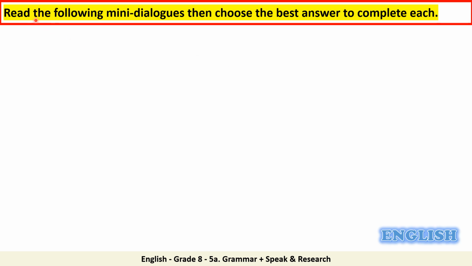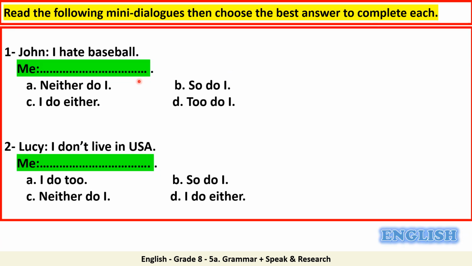Okay, dear students, now please read the following mini dialogues, then choose the best answer to complete each. 1. John, I hate baseball. Me. You are going to complete, of course, but be careful. The verb here is positive, so you are not going to think about neither or either. What's wrong with this choice here? Do we use to at the beginning of the sentence? No way. Excellent. So the correct answer is C.